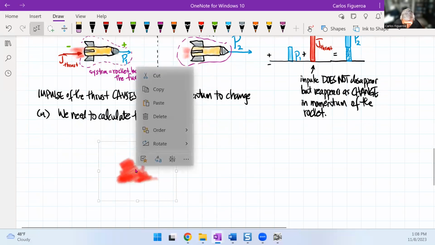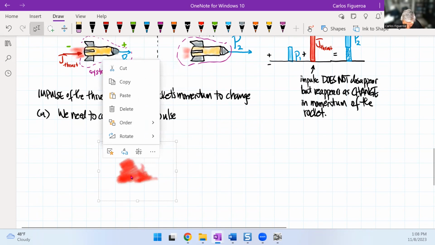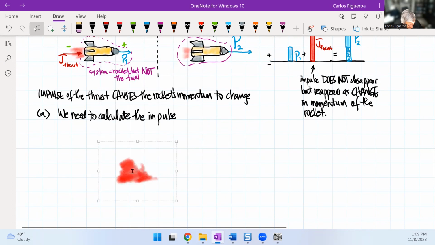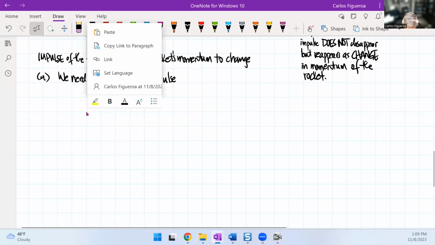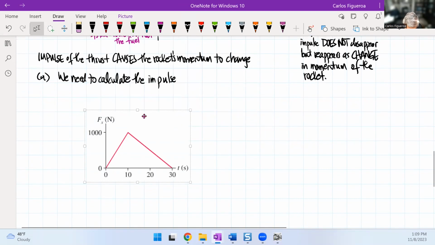Whoa, delete. I don't know what that is. Let me delete that. Here, let me go get this again. Apparently, I copied something that I don't know what I did. Let's try this again. There we go.